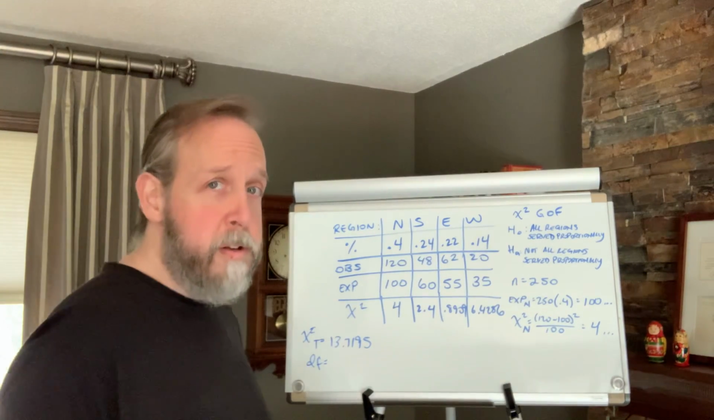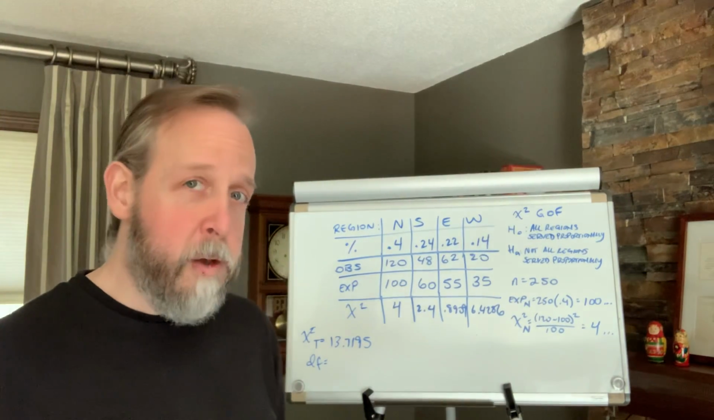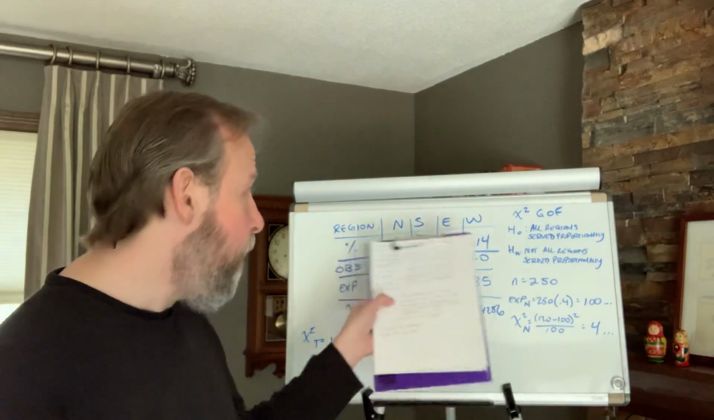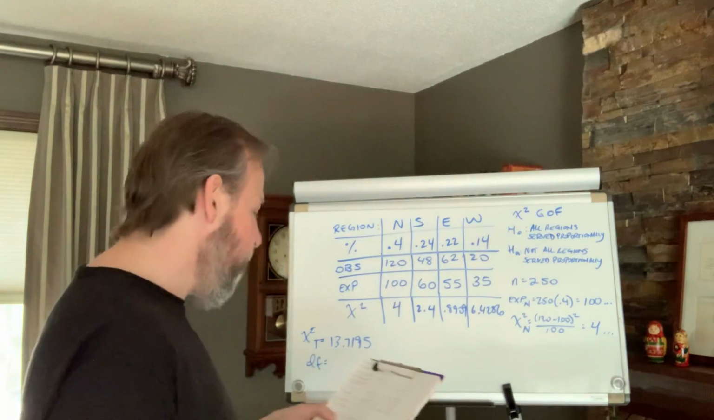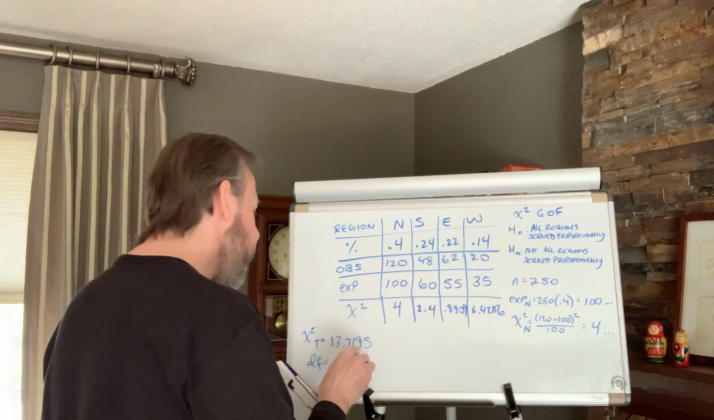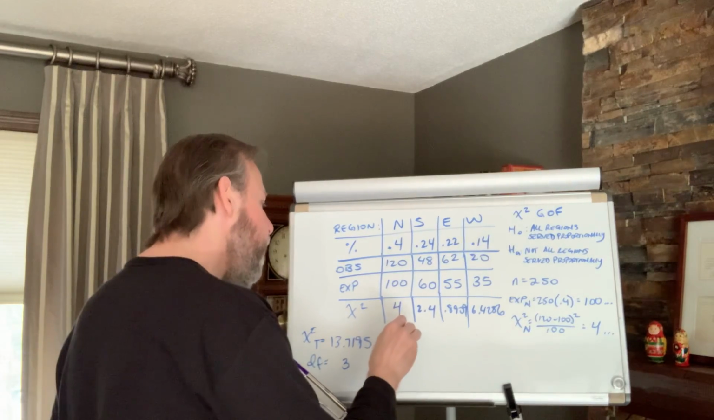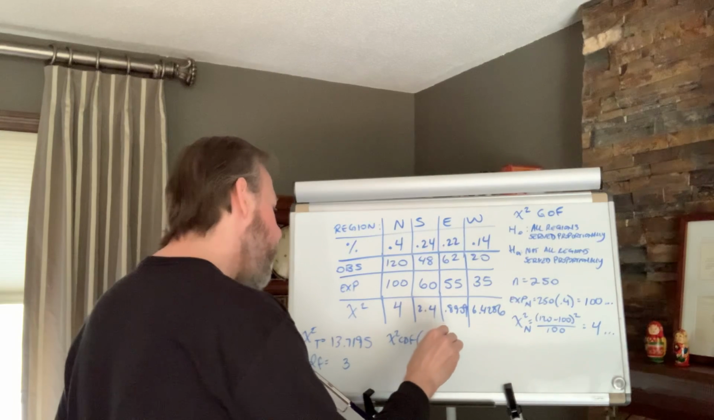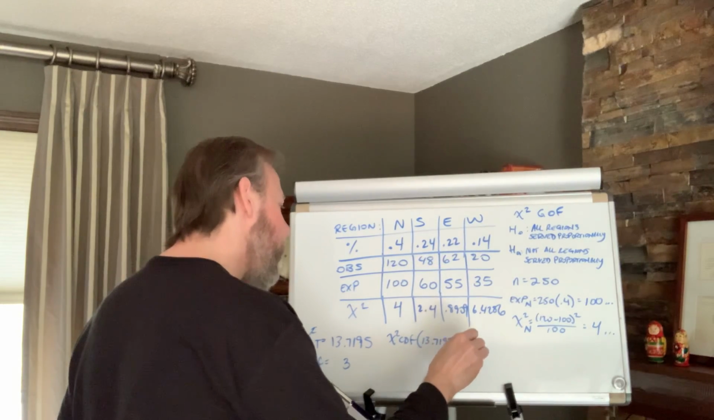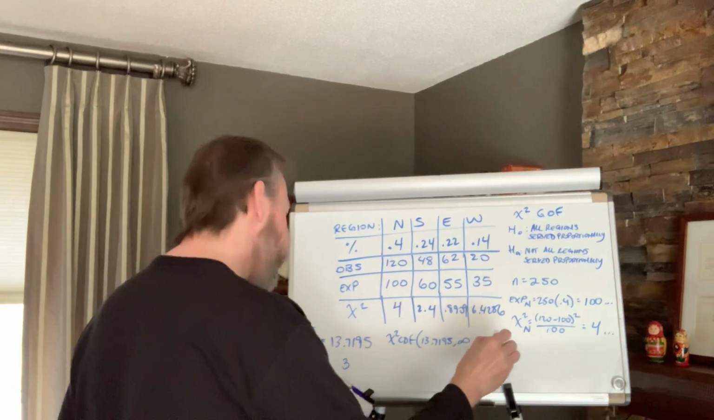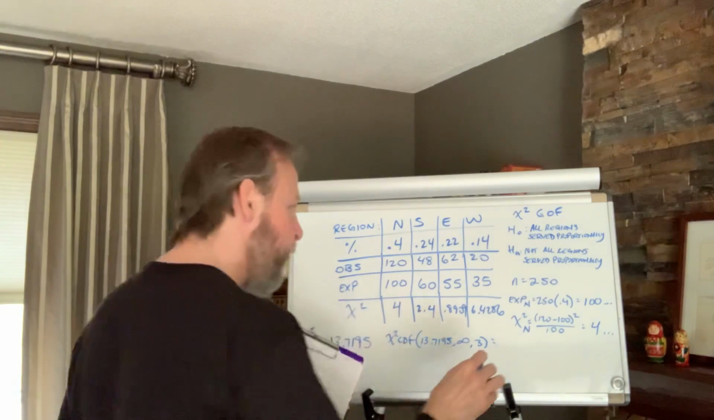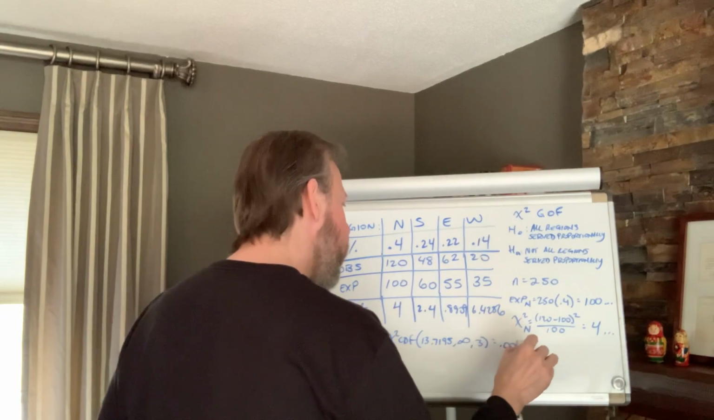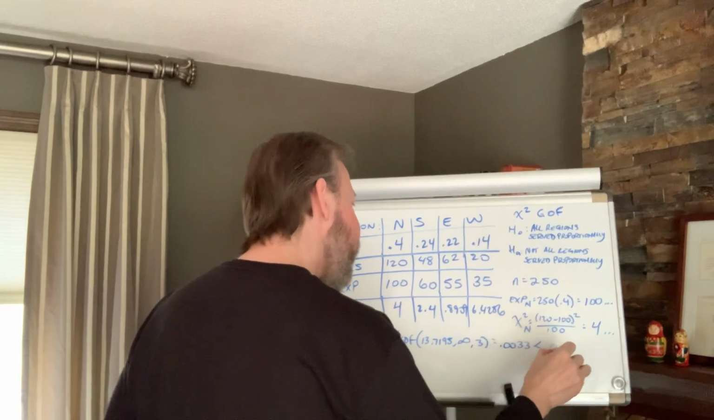Degrees of freedom in a goodness of fit test are the number of categories minus 1. Well, there's 4 categories, the 4 regions of the city. 4 minus 1 is 3. Next, we use our chi-square CDF from a lower bound of 13.7195 to the infinite bound with 3 degrees of freedom. The p-value I get here is pretty small. It's 0.0033, which is less than any alpha.